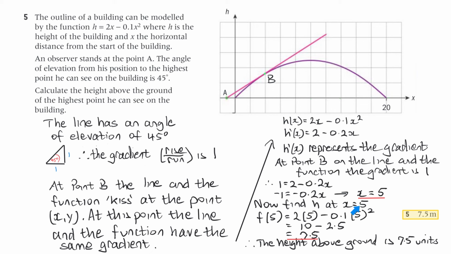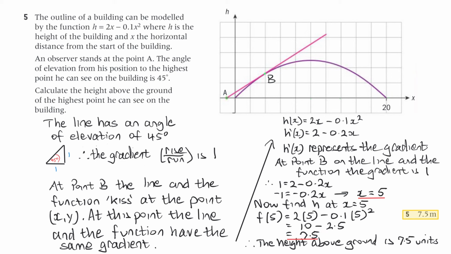Now find h at x equals 5. So we found the point x equals 5. We've got to find out what the height is. The way we do that is we put the x equals 5 back into the original equation of the function. We put 5 in there, back into this one. And we get the answer is 7.5.